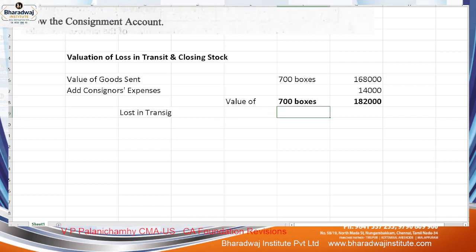Total boxes lost in transit: 50 boxes. How to find the value? Simple. 1,82,000 is for 700, so what is for 50? Otherwise, for each one, 1,68,000 into 50 by 700, 14,000 into 50 by 700 கூட work பண்ணலாம். 700 boxes அனுப்பிச்சிருக்கோம், அதுல 50 boxes loss ஆயிடுச்சு, அதோட வேல்யூ கண்டுபிடிக்கும். So 1,82,000 if it is for 700, what is for 50?